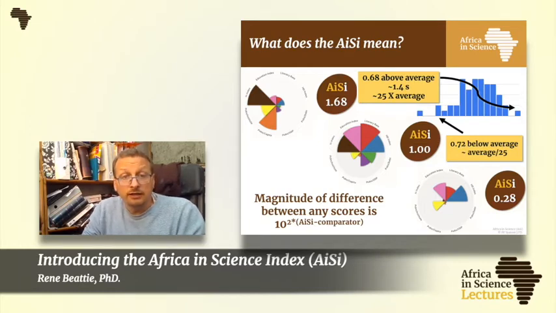So an index of 1.68 is about 1.4 orders of magnitude above average, and that represents 25 times multiplication. So this country is 25 times larger than the African average. Whereas in the bottom right, we see it's approximately 1/25 of the African average.